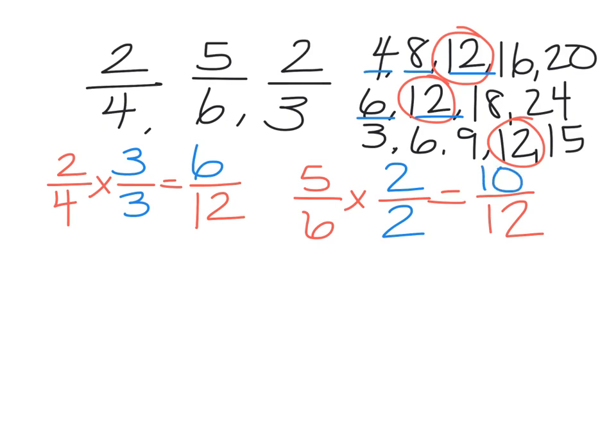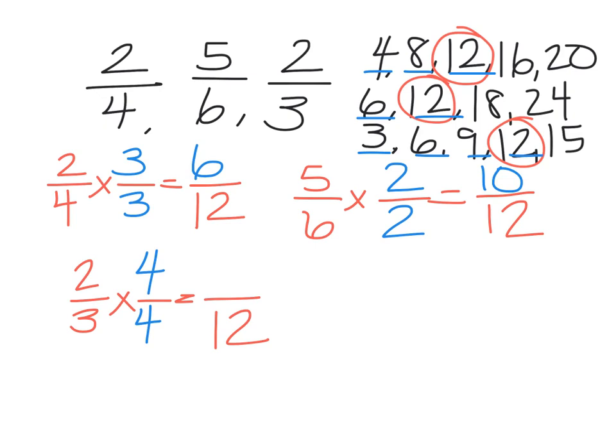All right, last one, we have 2/3 times something equals 12. All right, if we go to our list counting by threes, we see 1, 2, 3, 4 over. So 3 times 4 is 12. Whatever we do to the bottom, we do to the top. So we're going to multiply by 4. 2 times 4 is 8. So now we have 6/12, 10/12, and 8/12.